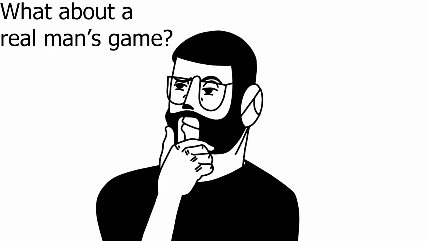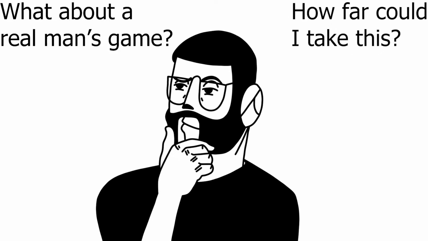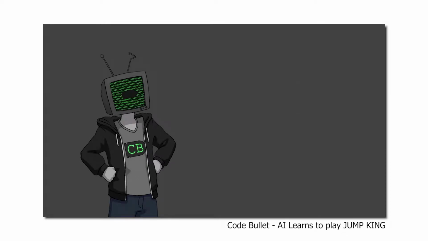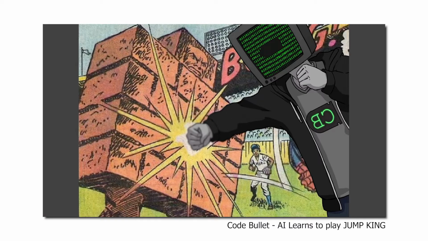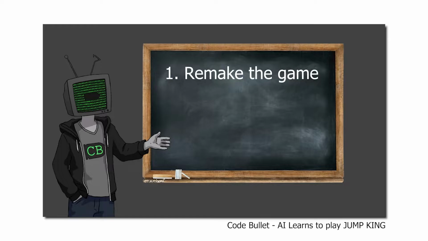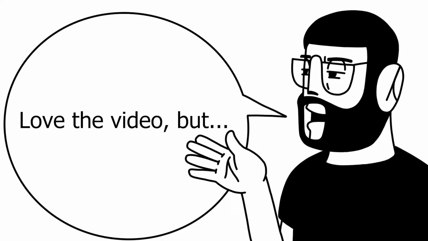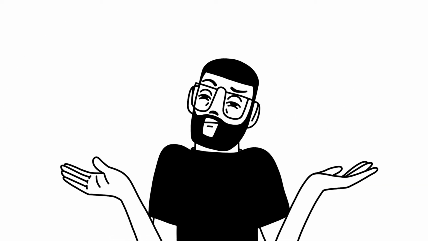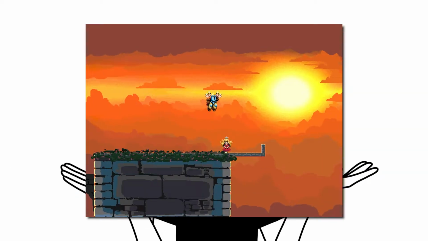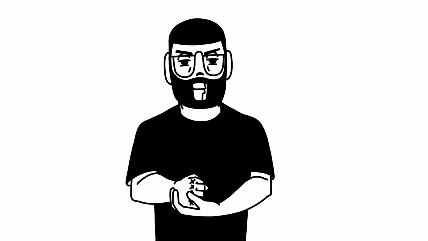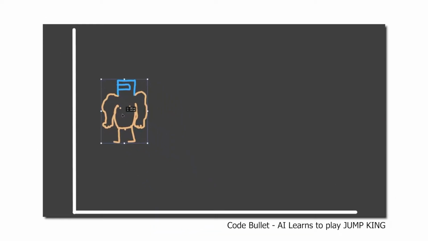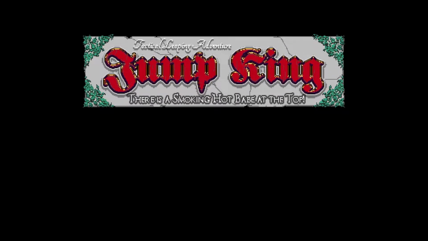So what about a real man's game? How far could I take this? And this had me thinking about Code Bullet's most recent video where he wrote a genetic algorithm to beat Jump King. In this video, he basically had to remake the entire game in order to write a program to beat it. This is great and all, and I love the video. But what fun is there if you don't get the achievements and see the cutscenes, the credits, everything? I want to actually beat Jump King, not a cheap remake I made for a video, the actual game. So I did just that.